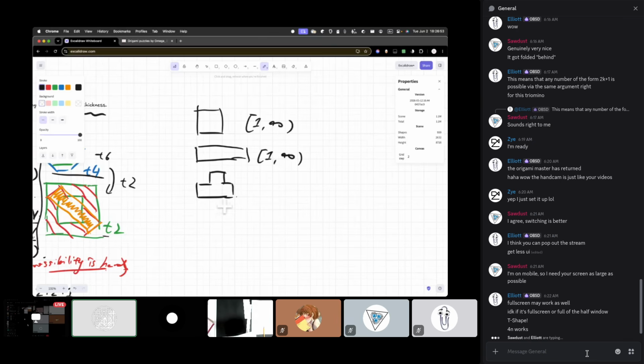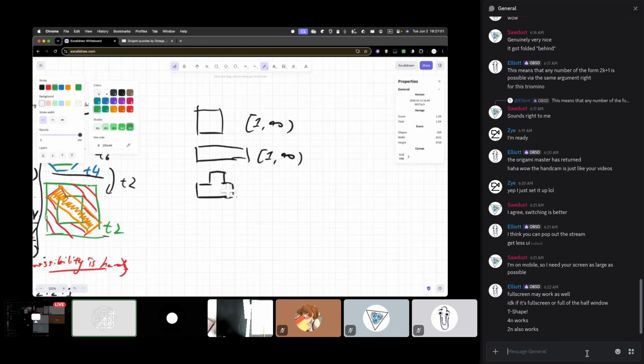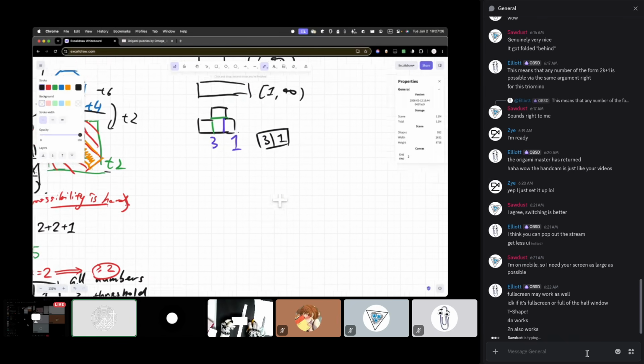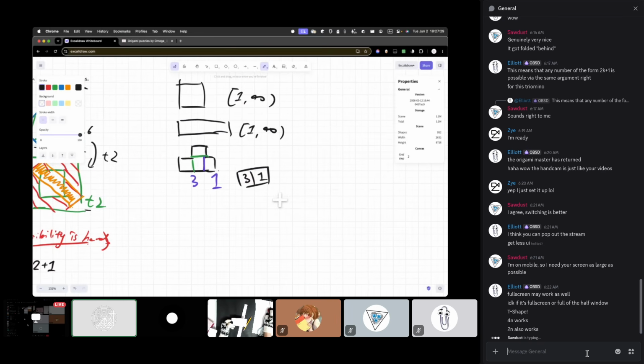Yeah, we can make a 3-1 box, and in general, this works for most polyominoes where there's a piece sticking out. I cut along this, so the left side is a 3, the right side is a 1, and what that means is that I'm left with a 3-1. If you recall, that means I can construct all numbers greater than or equal to 3 times 2, so all numbers greater than or equal to 6.